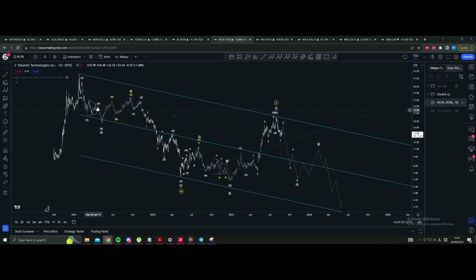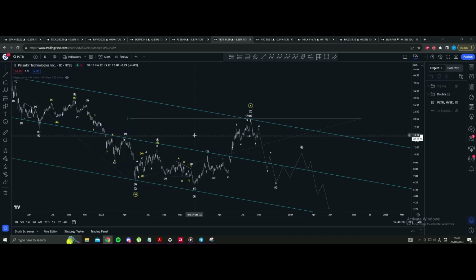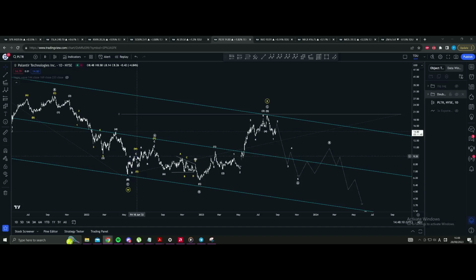So 1 2 3 triangle 4 and 5 A B C zigzag for the wave B, 1 2 1 2 3 4 5 of the inner 3, 4 and a 5. So this is your first ABC zigzag for your wave W. Now we have a corrective ABC W X A B and a C with the ending diagonal here for the WXY. This is your wave A.